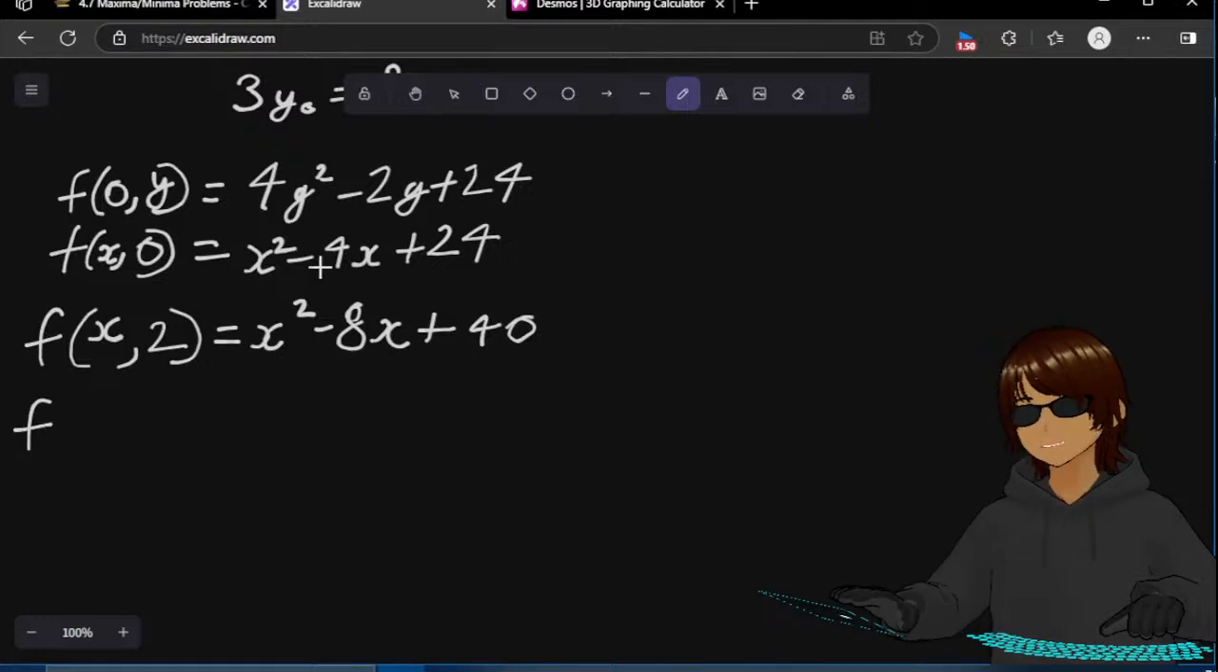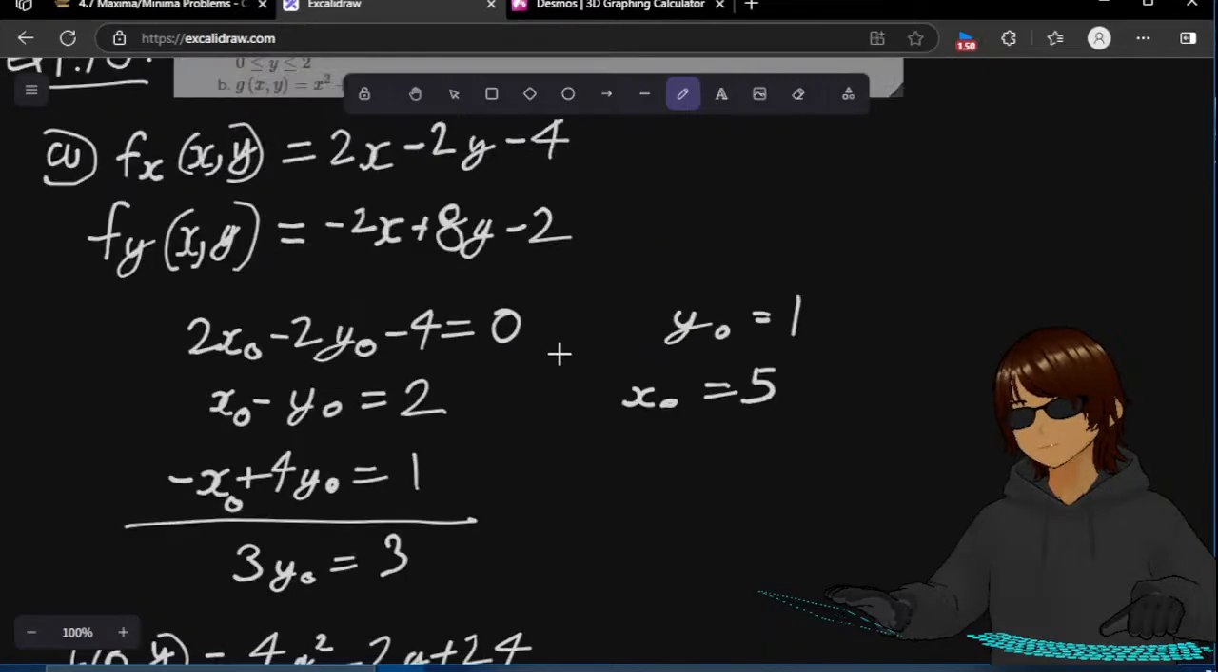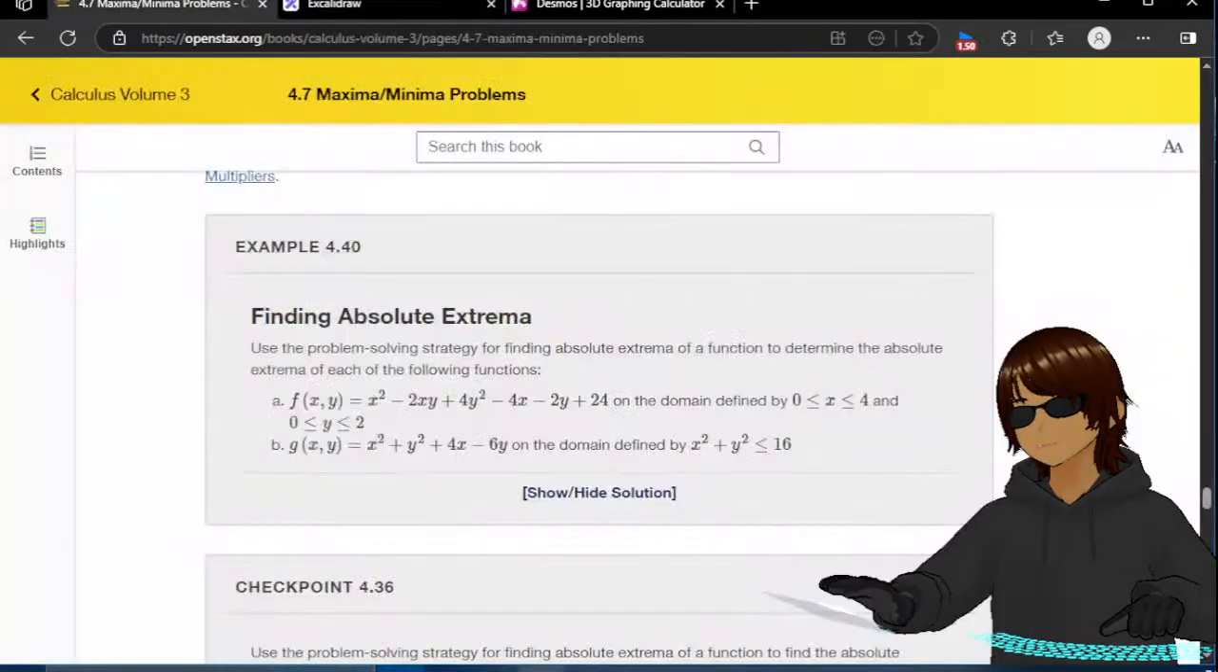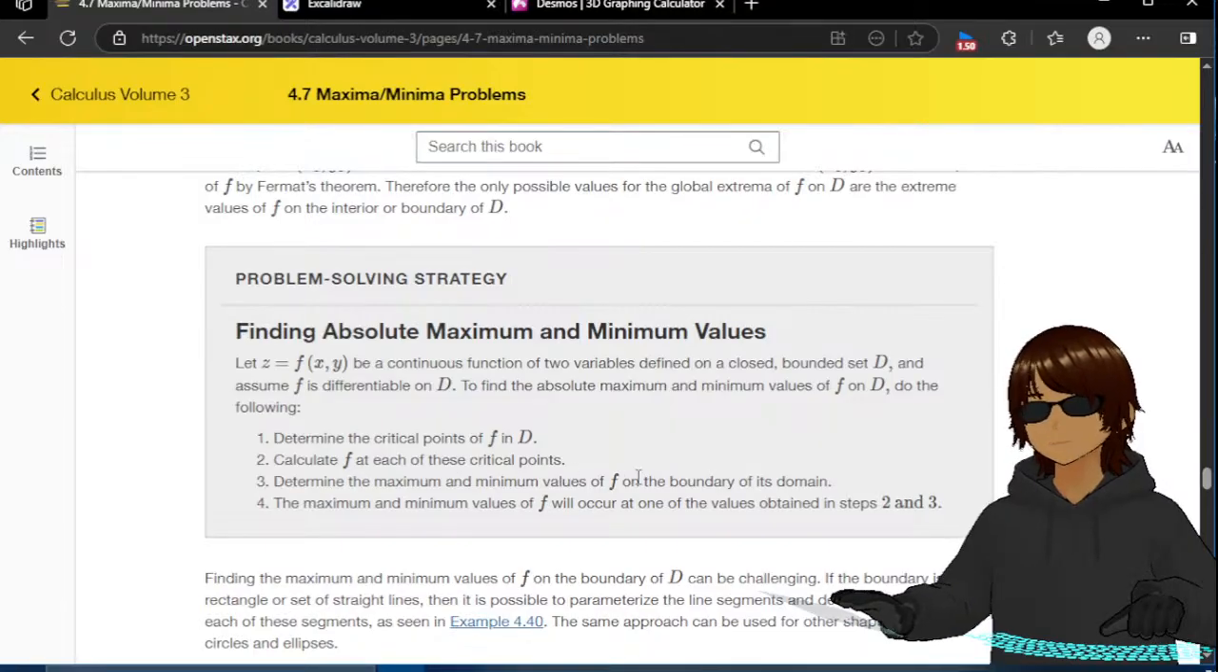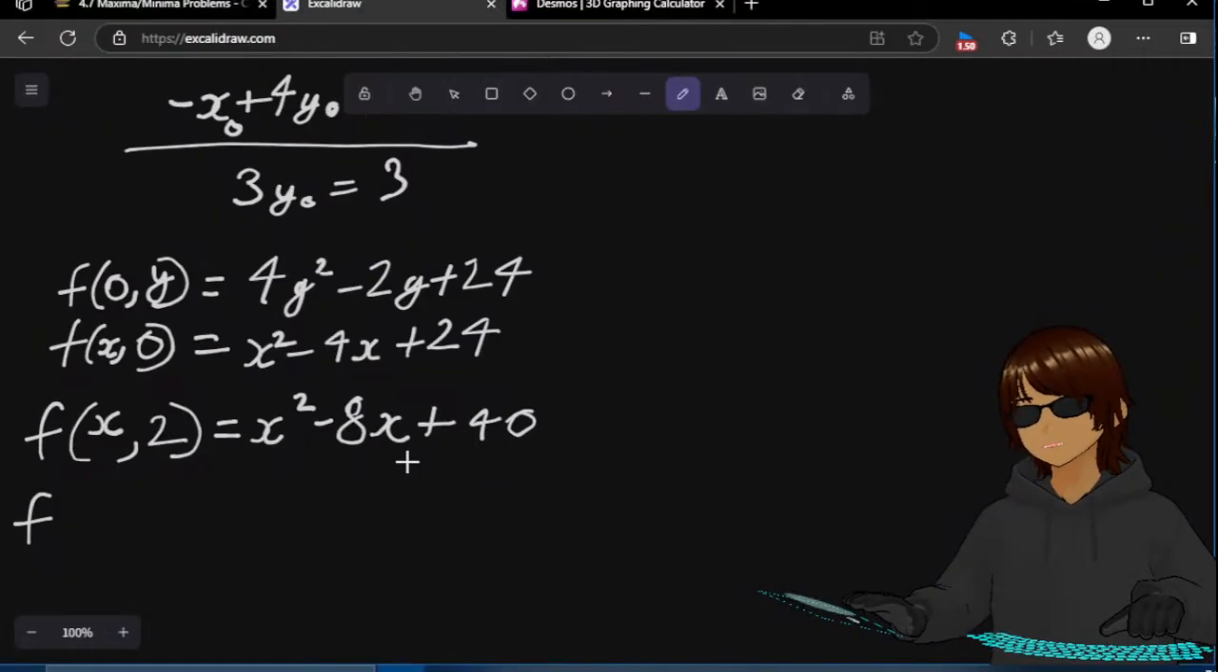I don't understand why I'm doing this. I'm checking the boundary points. The only time both the derivatives are 0 is at this point, right? Hold on, let me go check. Find the critical points of f. Calculate f at each of these critical points. Determine the maximum and minimum values of f at the boundary of its domain. Okay, that's what I'm doing right now.